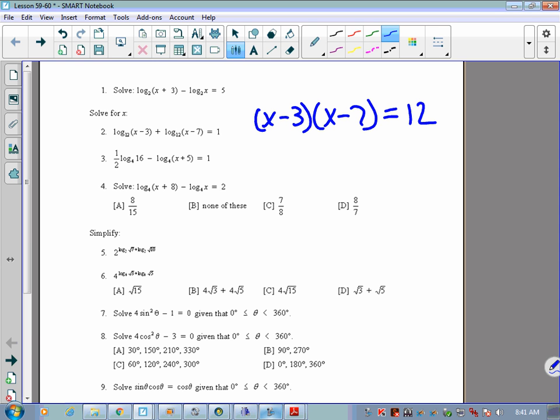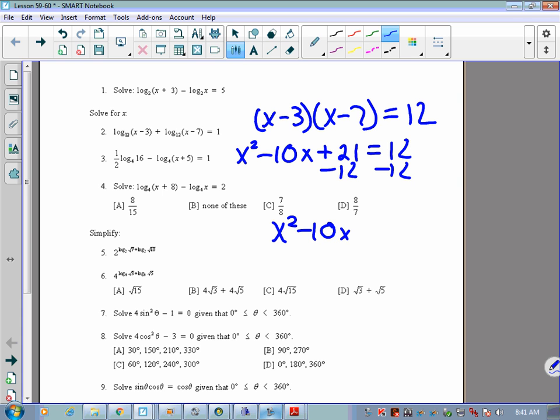We would FOIL, okay? So we're going to get x squared, minus 7x minus 3x, which is going to end up being negative 10x, right? Negative 10x plus 21 equals 12. We need to subtract 12 because we want to get it into our quadratic equation. What's 21 minus 12? Plus 9 equals 0. So if we break this down, we'll see if we can.